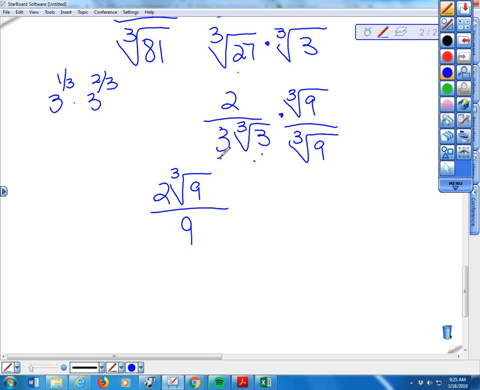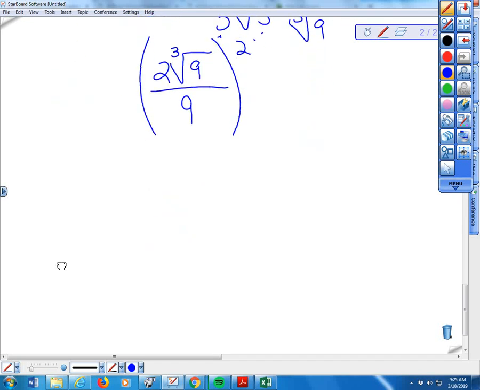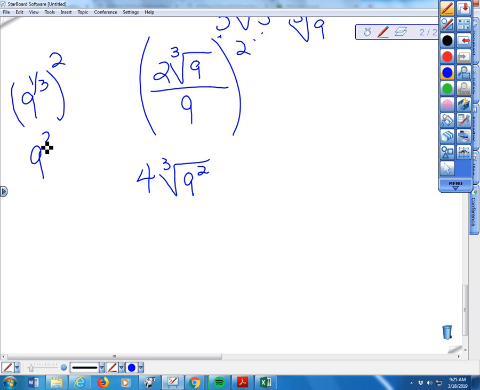Now I have to square. What's 2 squared? 4. Okay. How do I do this? Well, it would be the cube root of 9 squared. Because if I have 9 to the 1/3 and I square that, it's 9 to the 2/3 because I multiply. And there's 9 to the 2/3 written as a root, all over 9 squared, which is 81.